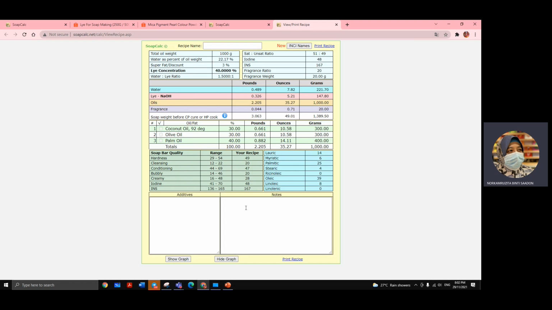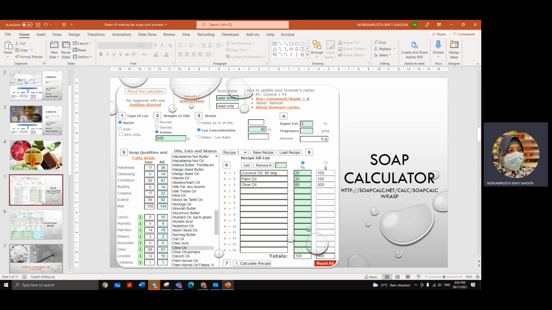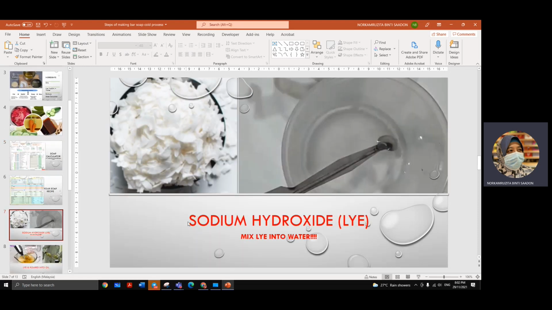So if you want to play around, you can redo it again and print the recipe again. If you're satisfied with the condition or the specification of your soap, then you can proceed with the recipe. Now let's go to how you're going to make your bar soap.